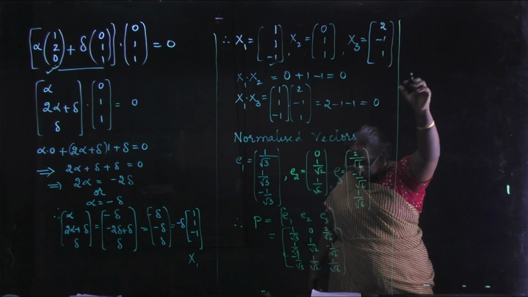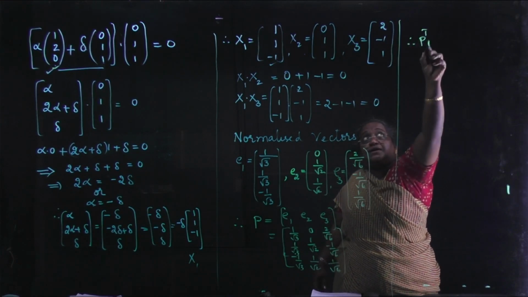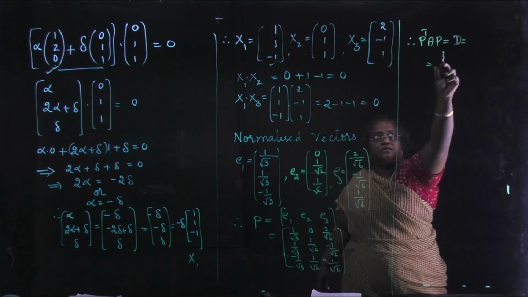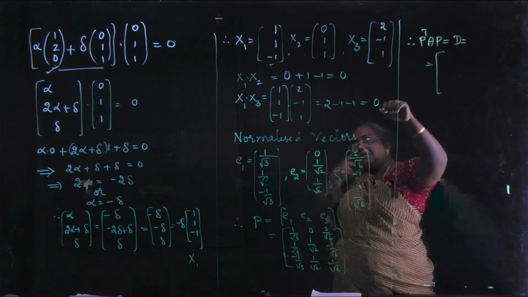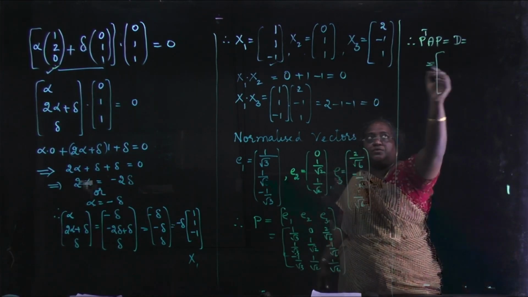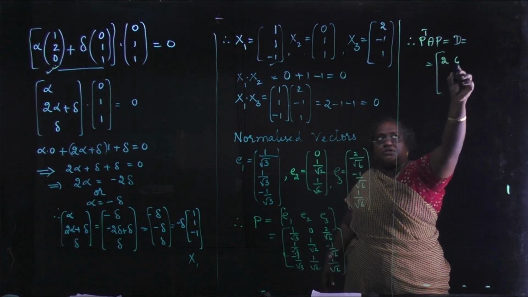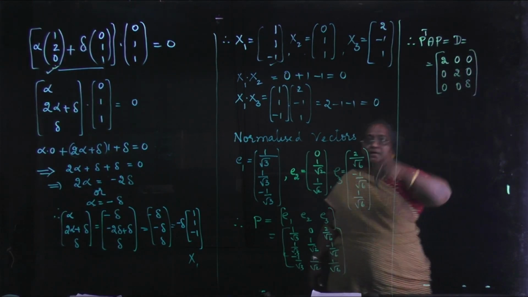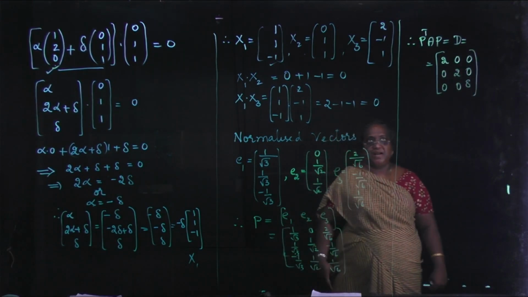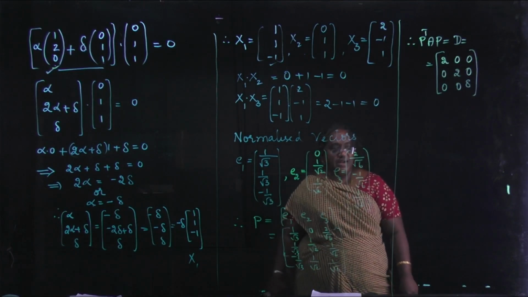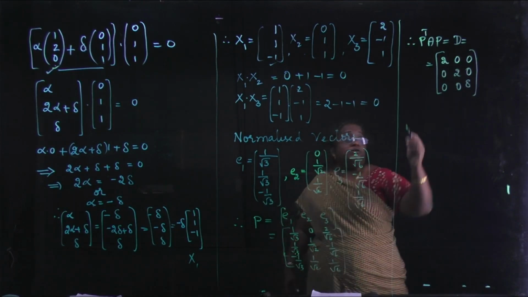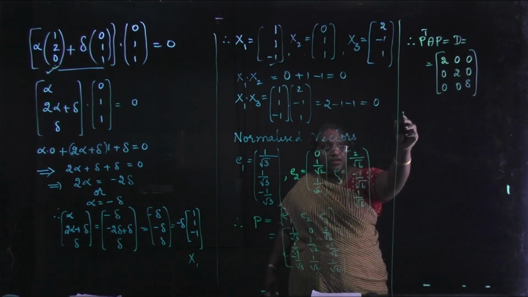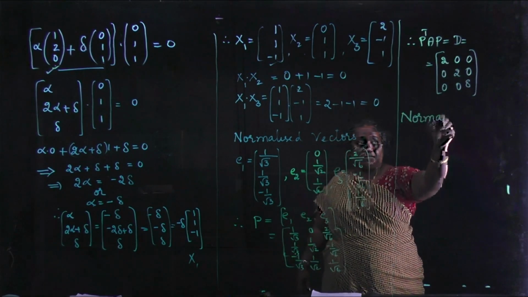Therefore, P transpose AP is equal to a diagonal matrix. What are the eigenvalues we got? We have taken the eigenvalues corresponding to 2. So we get here 2, 0, 0, 0, 2, 0 and 0, 0, 8. If you multiply these matrices P transpose, matrix A and P, you will get the diagonal matrix 2, 0, 0, 0, 2, 0 and 0, 0, 8. So now what is the normal form?